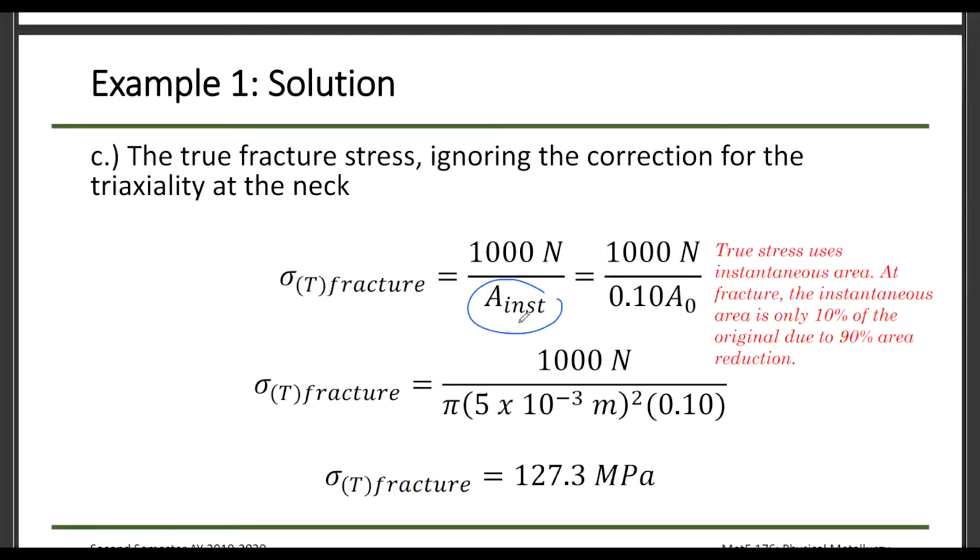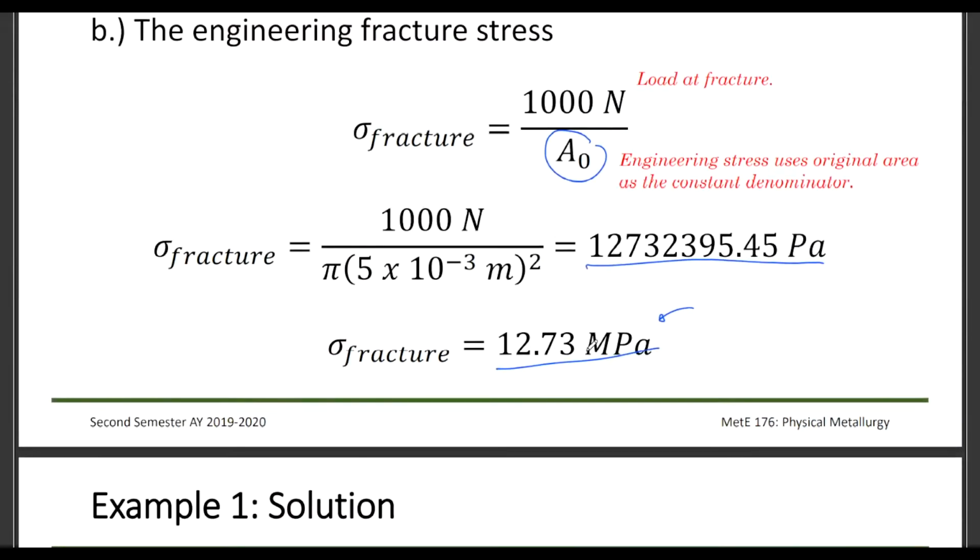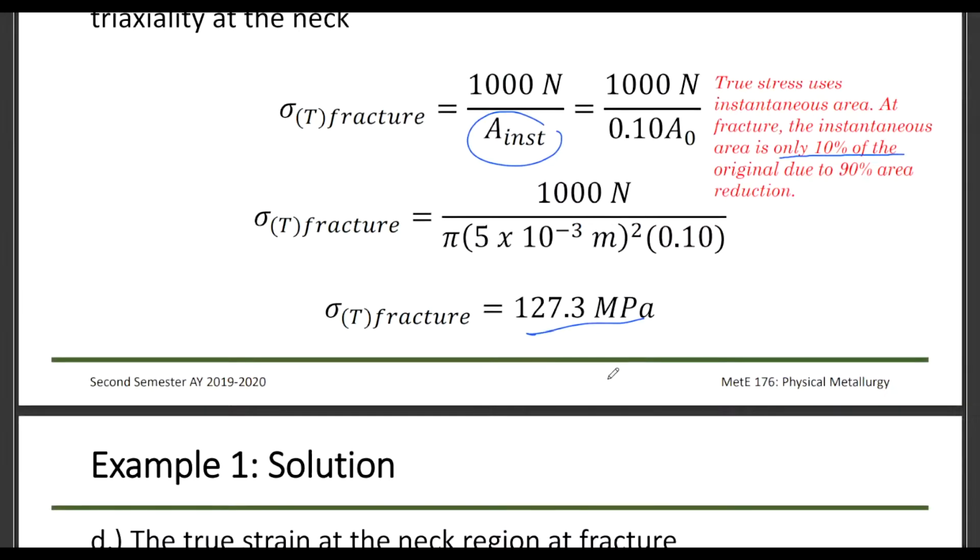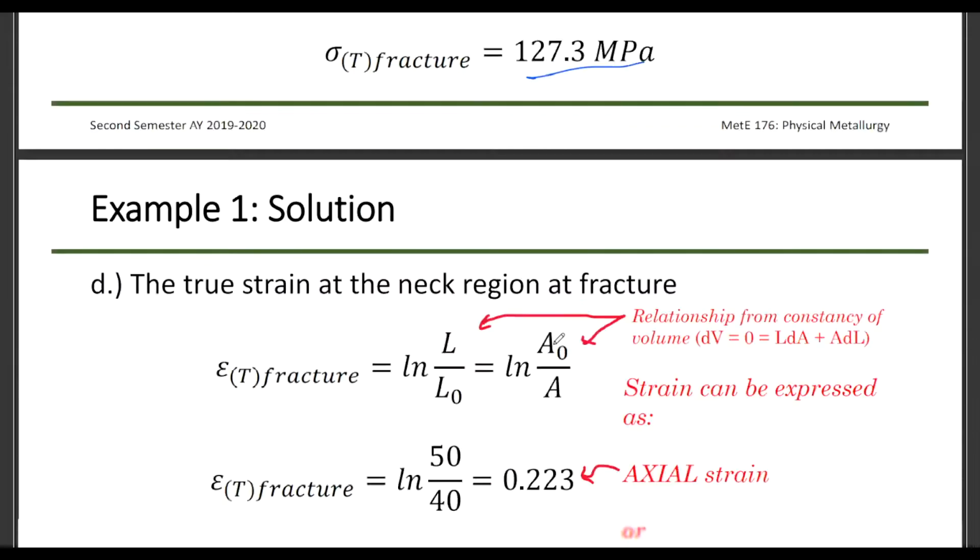And the instantaneous area at the fracture is, as stated, we had a 90% reduction in area. So if 90% reduction in area, therefore only 10% is left of the original. So we just multiply A naught by 0.1. If we do the math, we get 127.3, times 10 this, so that's the true stress.